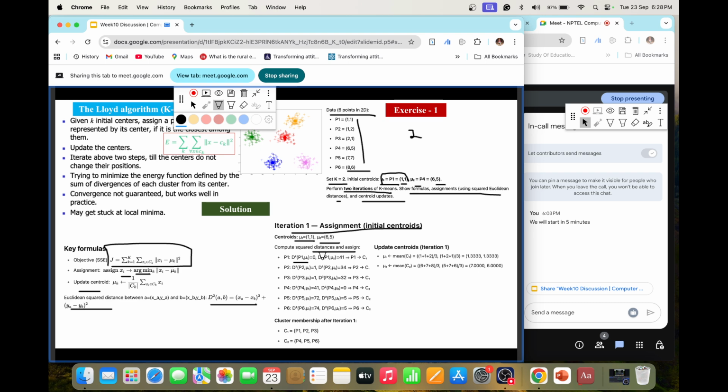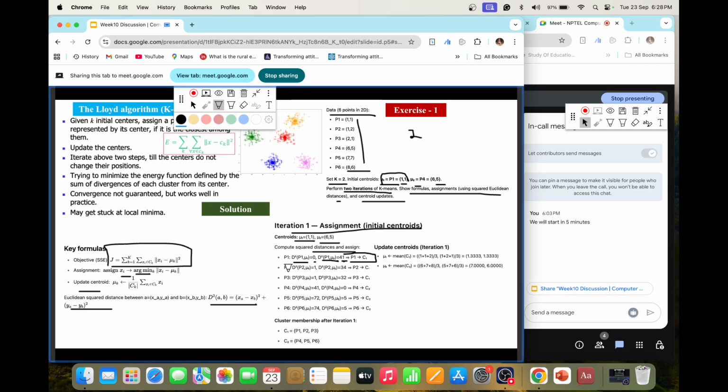Similarly, you have to compute the distance square of P1 and mu2. P1 is the point and mu2 is the second centroid. Then you have to compare which is smaller. Here the distance square of P1 and mu1 is 0, and the distance square of P1 and mu2 is 41. So P1 is closer to the mu1 center, so we will assign P1 to C1.